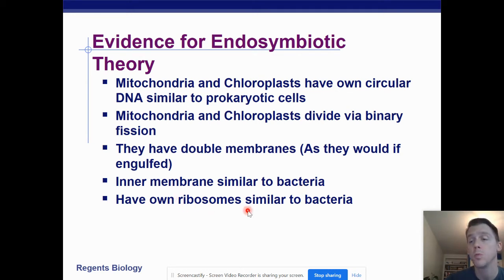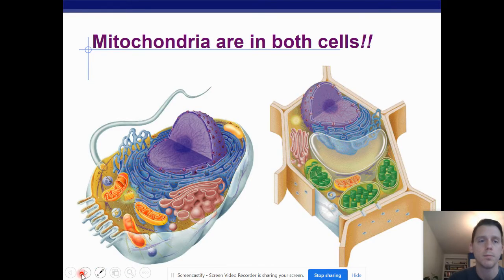Furthermore, the ribosomes in chloroplasts and mitochondria are more similar to bacteria than they are to our own cells. So they even have their own ribosomes. And those are some major pieces of evidence that tell us that this theory is probably right on. So it's a largely accepted theory that this is how mitochondria and chloroplasts came about.